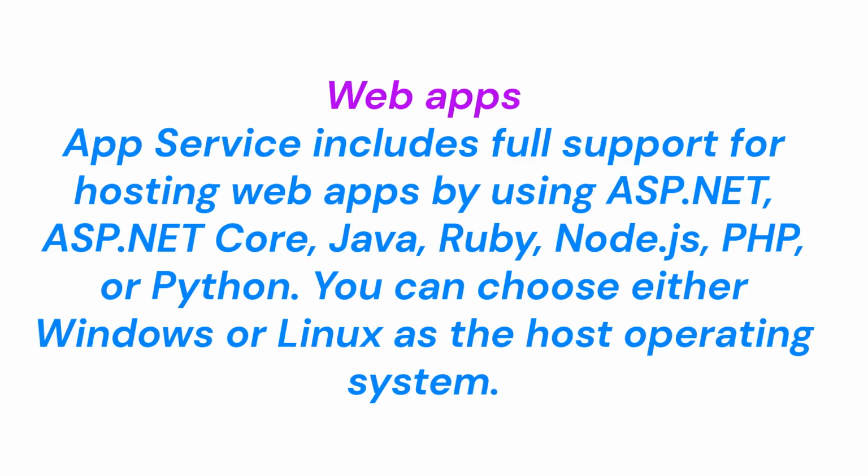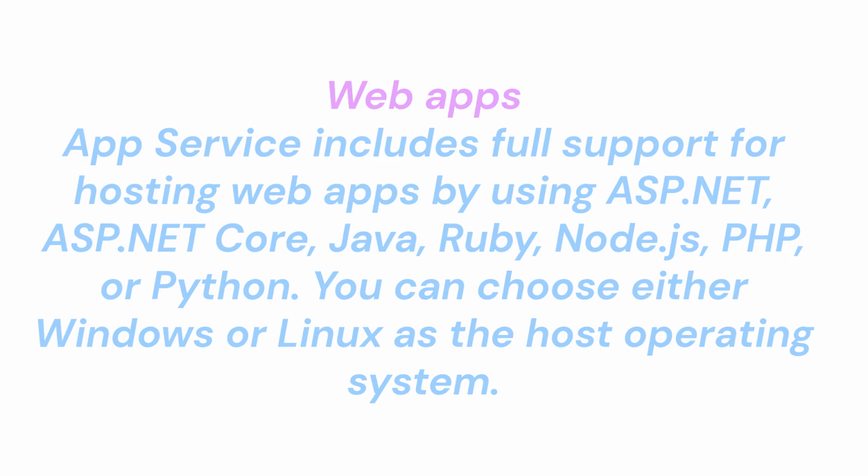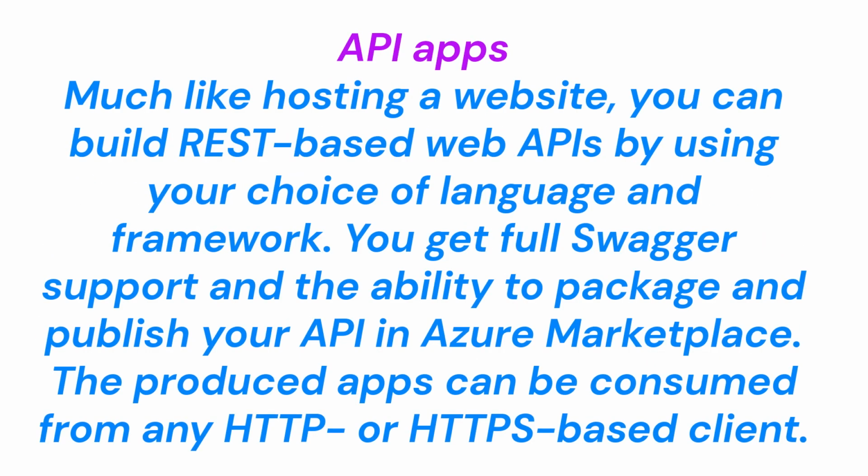Web apps. App Service includes full support for hosting web apps by using ASP.NET, ASP.NET Core, Java, Ruby, Node.js, PHP, or Python. You can choose either Windows or Linux as the host operating system. API apps. Much like hosting a website, you can build REST-based web APIs by using your choice of language and framework. You get full Swagger support and the ability to package and publish your API in Azure Marketplace. The produced apps can be consumed from any HTTP or HTTPS-based client.